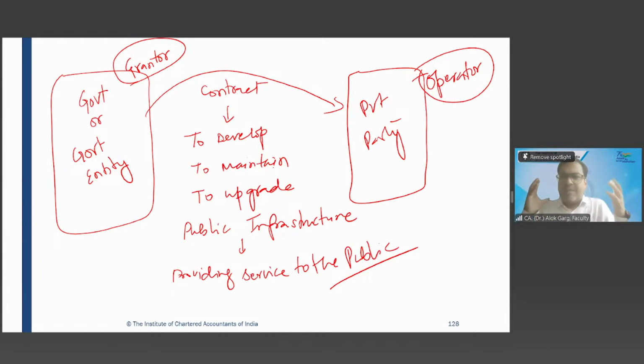This private player is also expecting that, okay, 1 lakh commuters will be on the highway on a daily basis. Everybody will pay me 100 rupees, right? So I will be able to collect 1 crore rupees of toll every day, for example. So in 1 year, I will be able to collect 365 crores. I have a maintenance cost also.